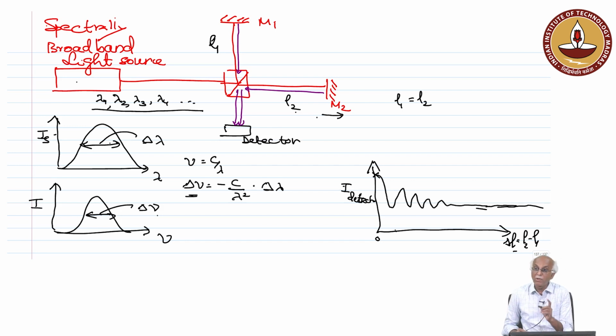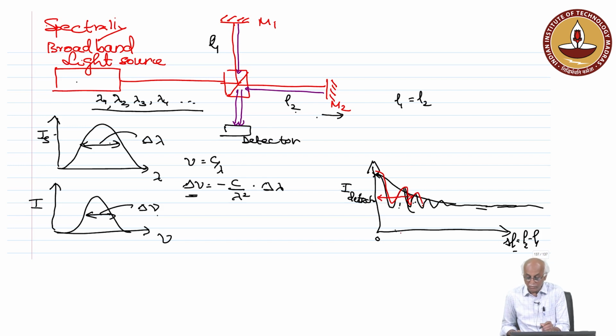So, the information about phase change is limited to a particular path length difference. If I draw an envelope to this, that gives me the approximate path length difference to which I can observe this variation in intensity, to a certain extent.